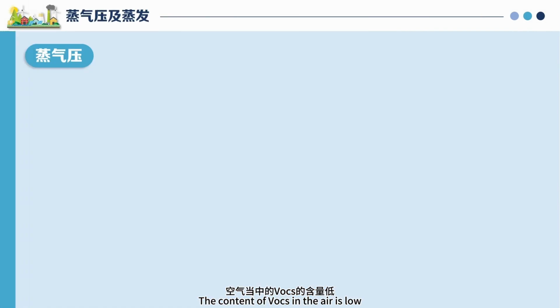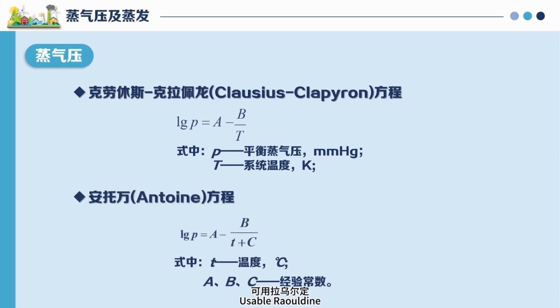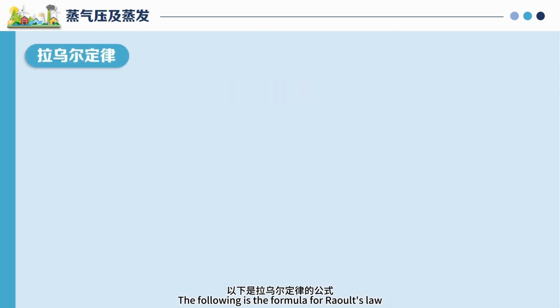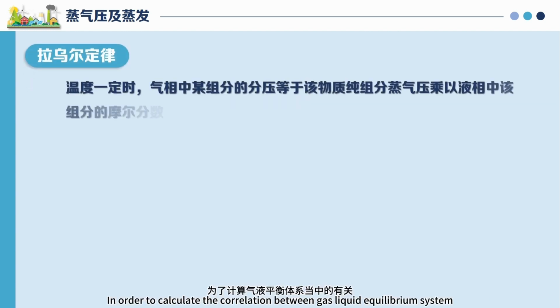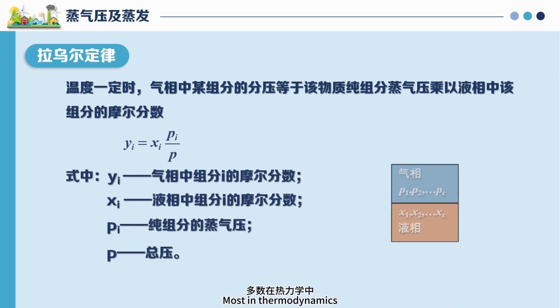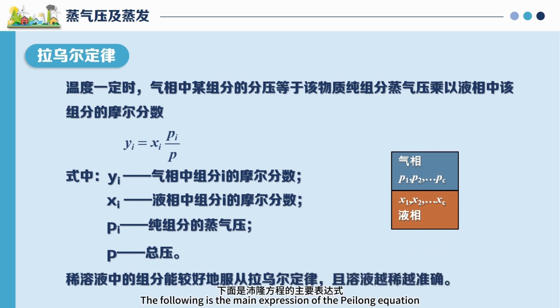The content of VOCs in the air is low and can be regarded as an ideal gas. Raoult's law can be used to estimate the content of VOCs in mixed gases. The following is the formula for Raoult's law. To calculate the correlation in a gas-liquid equilibrium system, most commonly in thermodynamics, the Clausius-Clapeyron equation is used. The following is the main expression of the Clausius-Clapeyron equation.